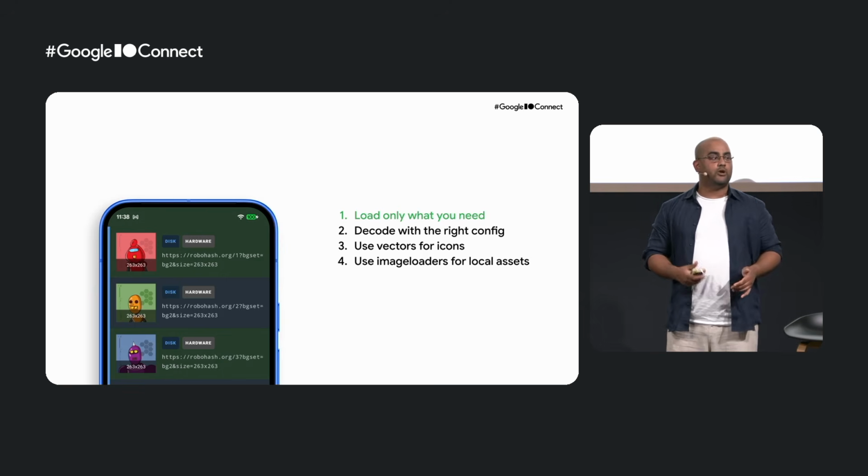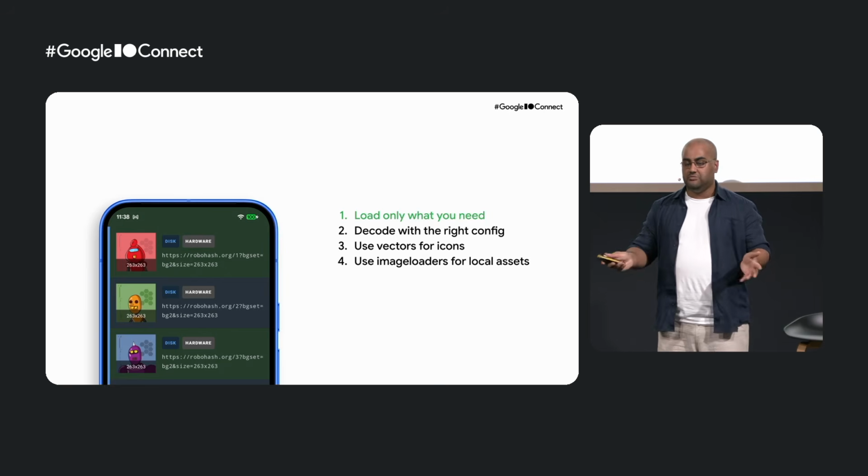Number 1, load the appropriate size image for the target. Don't include padding in your bitmaps either. So if you need space around an image, use something like a Compose modifier to add that at runtime, and that way you don't have to load blank pixels in memory.